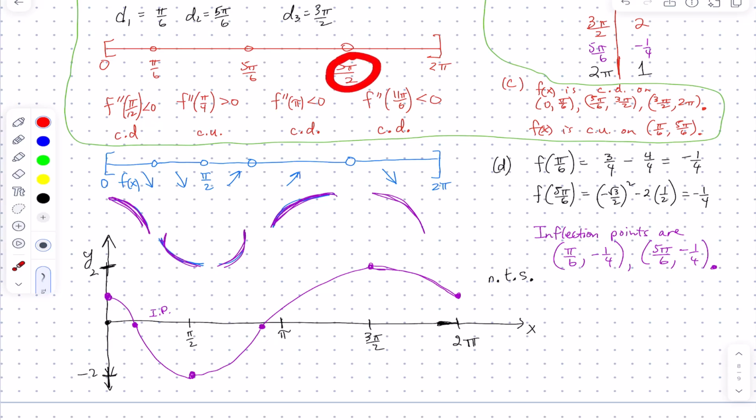What happens at this? Notice between 5 pi over 6 and 3 pi over 2, it's increasing and concave down. It gives you this shape here. Notice between 3 pi over 2 and 2 pi, it's concave down and decreasing, so it gives you this shape here.